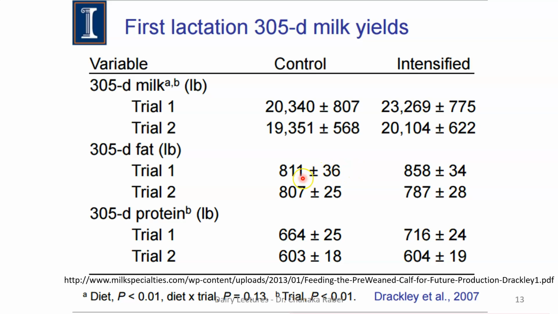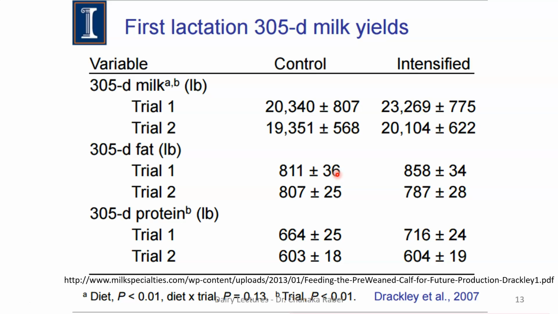So when you look at the numbers, say, okay, 858 is higher than 811. So you might think, oh wow, so intensified calf feeding increases milk fat during the first lactation. No, but that is not correct. That is only a numerical observation, right? If we could make judgments by numerical observations, statistics wouldn't exist, right? So we do statistical analysis to find out if there is an actual association of the treatment group versus the control group.